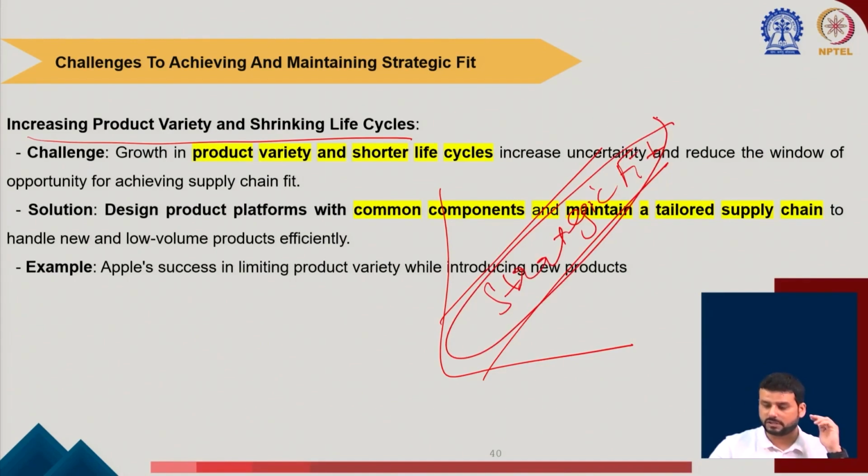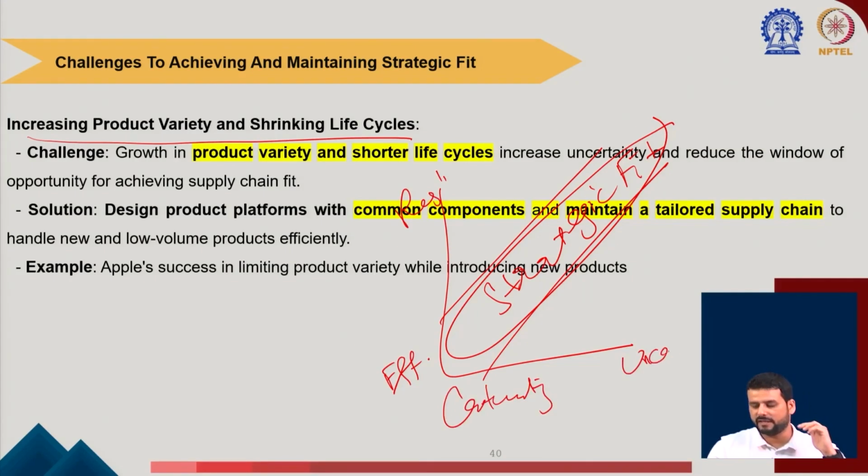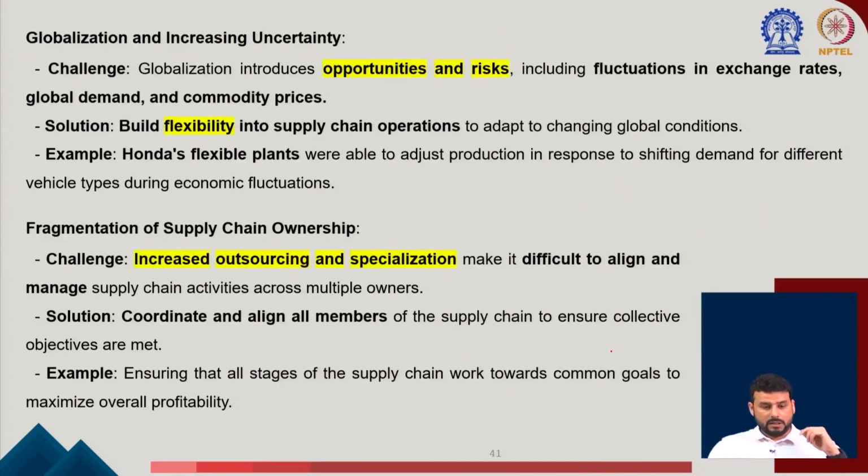This is strategic fit zone where you are talking about, let's say efficiency is here, responsiveness here, that means demand is certain here, here you are very uncertain with the demand, right. Then globalization and increasing uncertainty. Challenge will be obviously globalization is giving you access to the overseas suppliers, overseas markets, but also then disruption happens, then a risk is also there. So how you can do that? You need to build the flexibility.